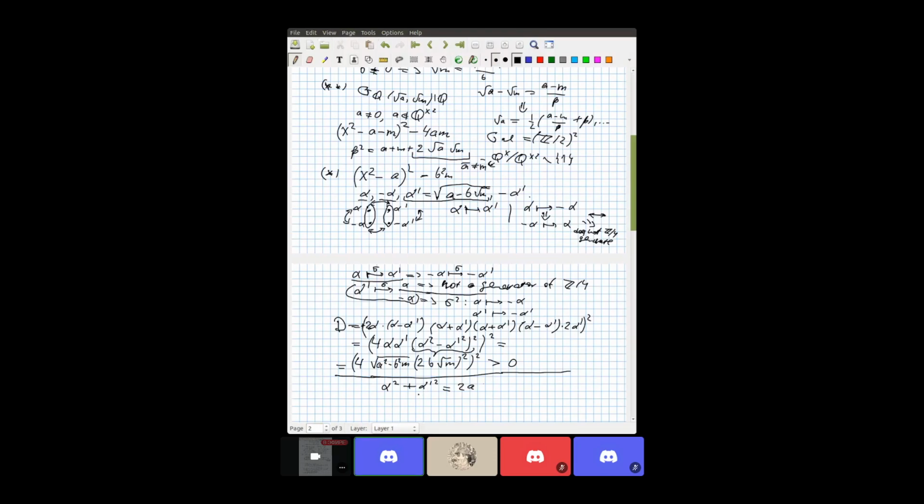Because we're interested in the sign. You see that we care about the big difference between alpha and minus alpha. So maybe we should think of alpha plus alpha prime or alpha minus alpha prime. So what can we say about this element?